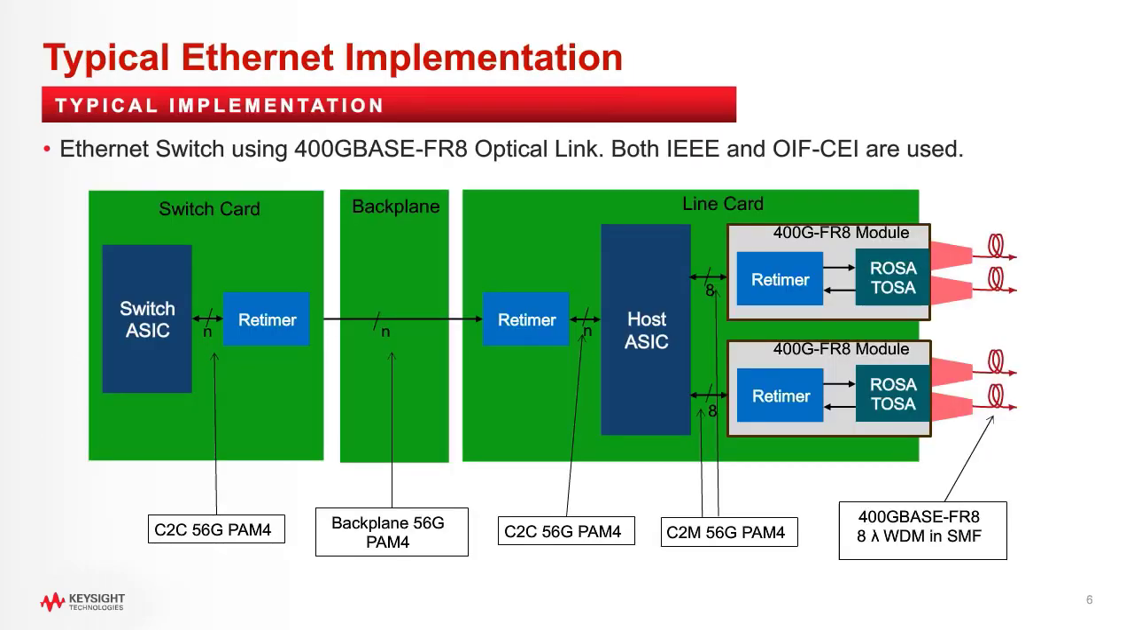This slide is just an informative slide that shows a typical Ethernet implementation for an Ethernet switch using 400GBase-FR8 optical link and a backplane. Although retimers are used in this example, depending on a design, sometimes no retimers are used. As you can see, PAM4 signaling is used extensively everywhere in this example.